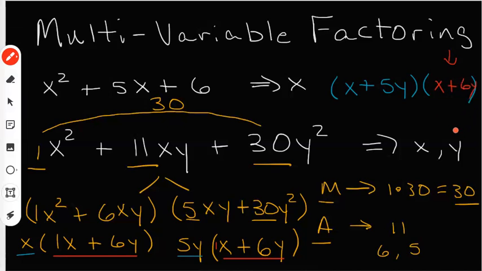And that's how you factor. So multivariable factoring is done by doing the rainbow method and then grouping. And I hope that helps.